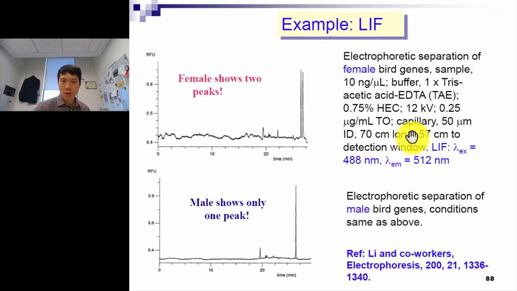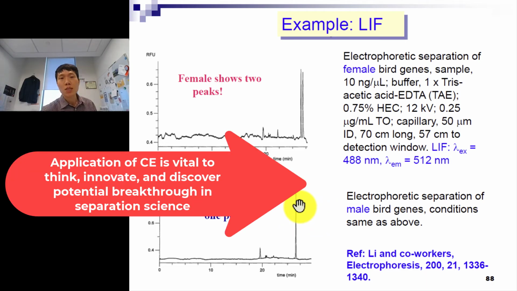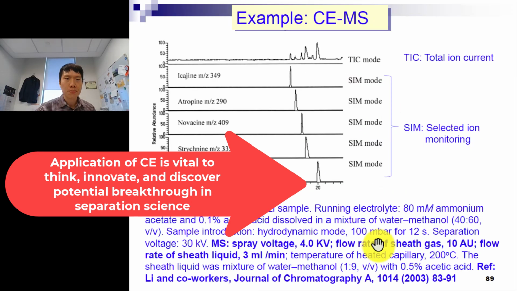What happens is, if it's a female bird gene, you apply the same CE parameters: same buffer, concentration, additive, internal diameter, length, and the same detection. So 488 nanometer for excitation wavelength, 512 nanometer for emission, and they see that the signal for the female shows 2 peaks, while the male shows only 1 peak. So if you have an unknown gene and you want to do some elucidation, this is one of the methods you can use. Again, highlighting Prof. Lee's work.